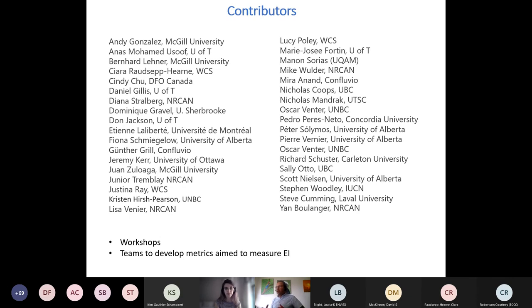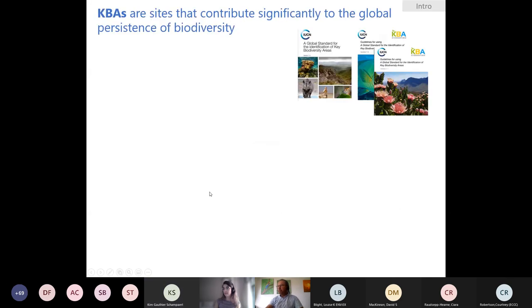We organized several workshops last year and at the beginning of this year, and we organized teams. People put ideas on the table about how to measure ecological integrity, and also they compiled data sets and developed some metrics in order to measure ecological integrity. And this list is going to grow because we are going to move to the second stage, as I'm going to show in a second, with more people making contributions to this process.